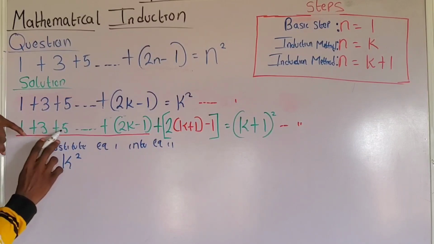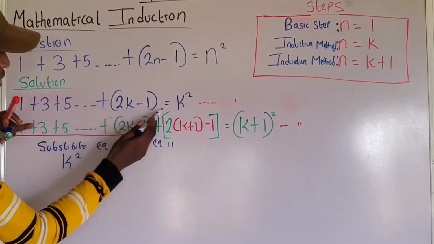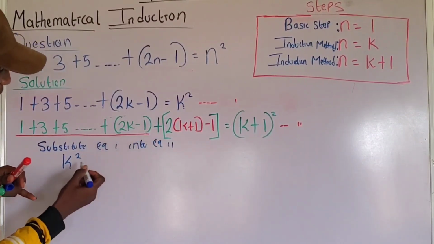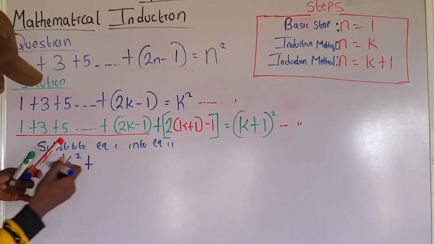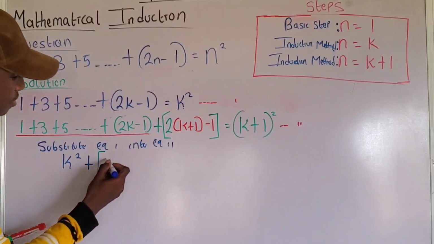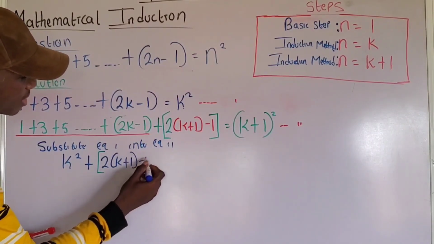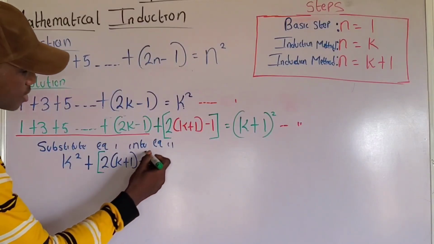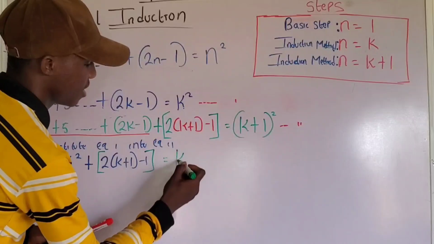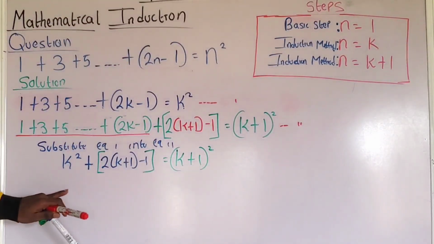So I'm going to have k squared, because all these things that you have here, 1 plus 3 plus 5 plus ... plus 2k minus 1, all of them from equation 1, are equivalent to k squared. So instead of writing all this, I replace that with k squared. Okay, so I'm going to have plus 2, open the big bracket, plus 2 multiplied by k plus 1 minus 1, is equal to k plus 1 squared. Okay, so do you understand to this point?